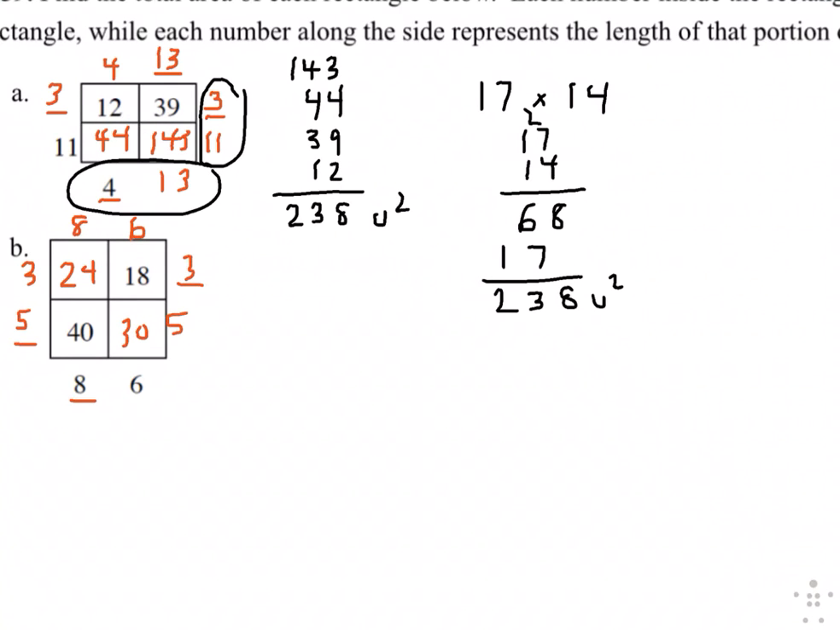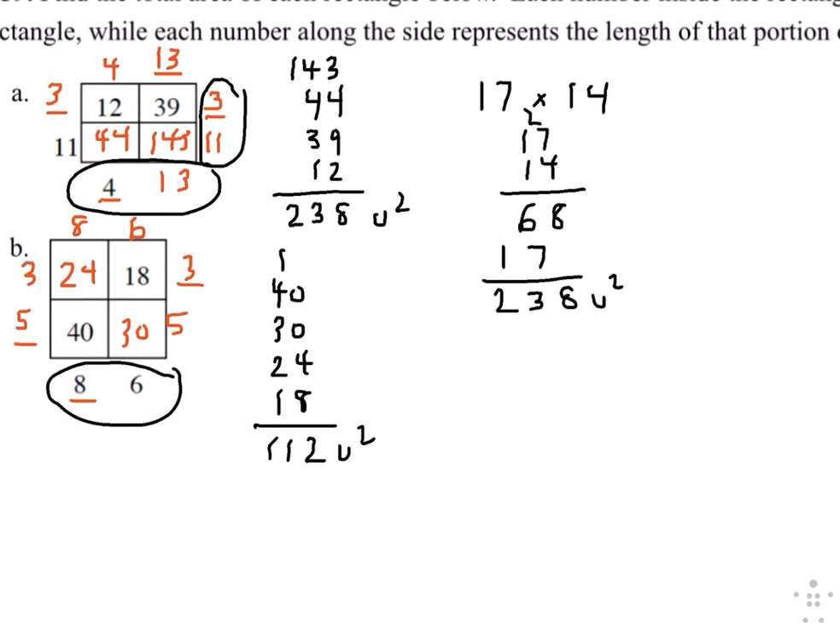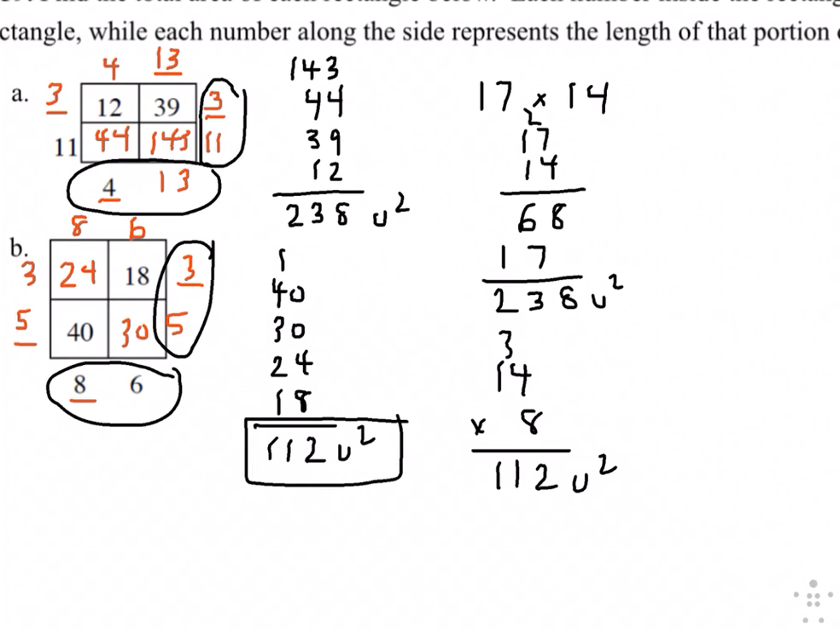So again, I can add up all the sub parts. So 40 plus 30 plus 24 plus 18. And that gives me 12, carry the 1, 5, 8, 10, 11, 112 units squared. Or I could take the length, 8 plus 6 is 14, times 8. And that's 112 units squared. So either way, 112 units squared for B and 238 units squared for A.